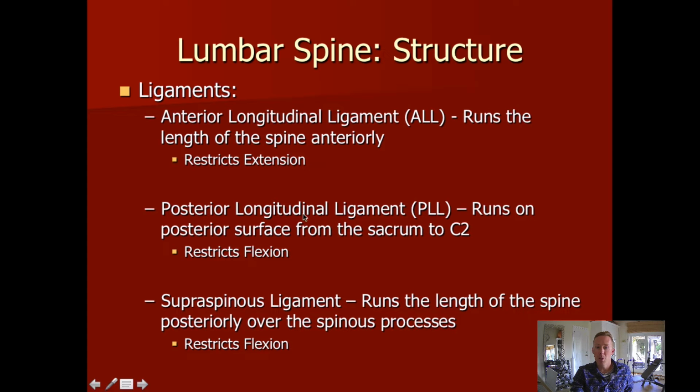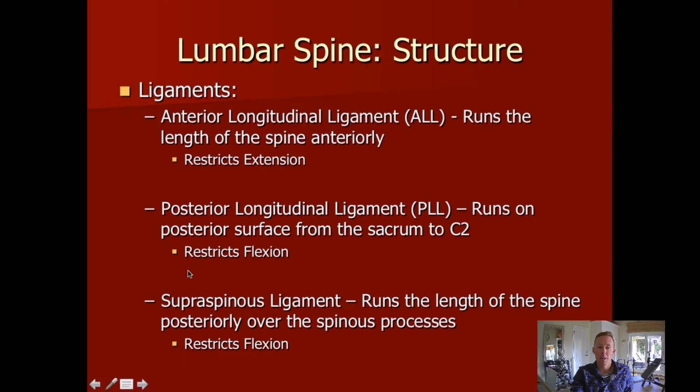The posterior longitudinal ligament kind of does the exact opposite. It runs on the posterior surface from the sacrum all the way up to C2, the second highest vertebrae, and it restricts flexion. It's on the back side of the spine, so when you bend forward, it becomes tight, so it stops you and kind of helps guide that motion and protect things from shifting too far.